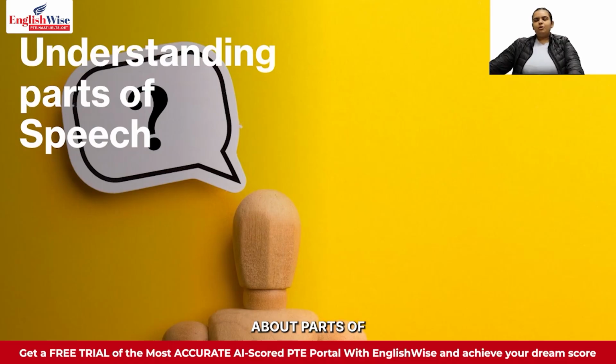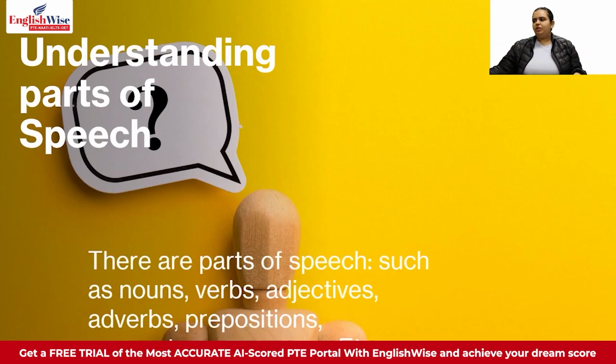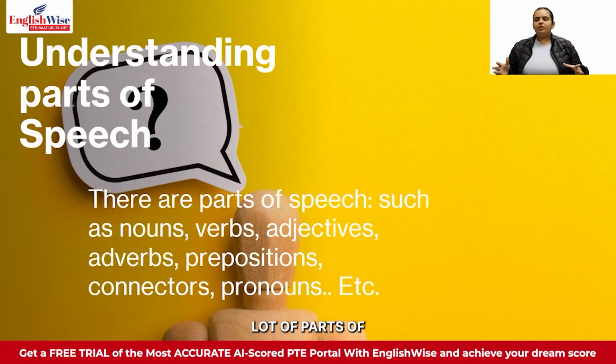So when you talk about parts of speech, what do you mean by parts of speech? Whenever you hear words like nouns, verbs, adjectives, adverbs, they are all parts of speech, okay? There are a lot of parts of speech in the English language system. Now, basically, there are 8 main parts of speech, that is nouns, verbs, adjectives, and adverbs. Then you have prepositions, connectors, pronouns, and interjections. So these are the 8 main parts of speech. You do have other parts of speech as well, like helping verbs or modal auxiliaries, etc.